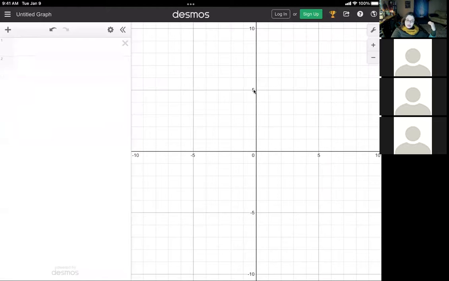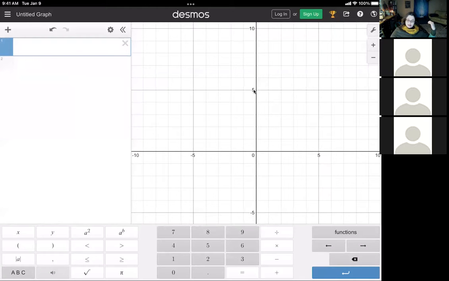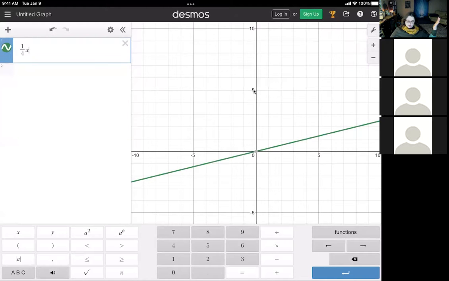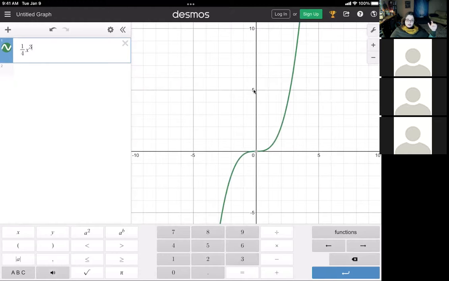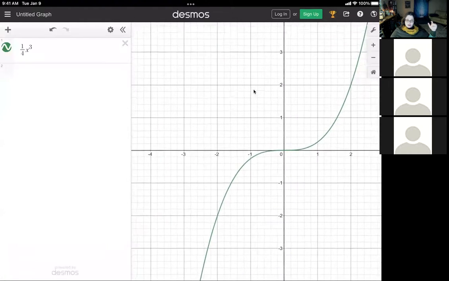So on here, I'm going to type in, you don't even have to have the y equals actually. So I can go 1 divided by 4, that's 1/4. And then that one was x cubed. To do cubed, I do a to the b, and that puts me in the exponent. And then I can type the 3rd power. So this is what a cubic function looks like.